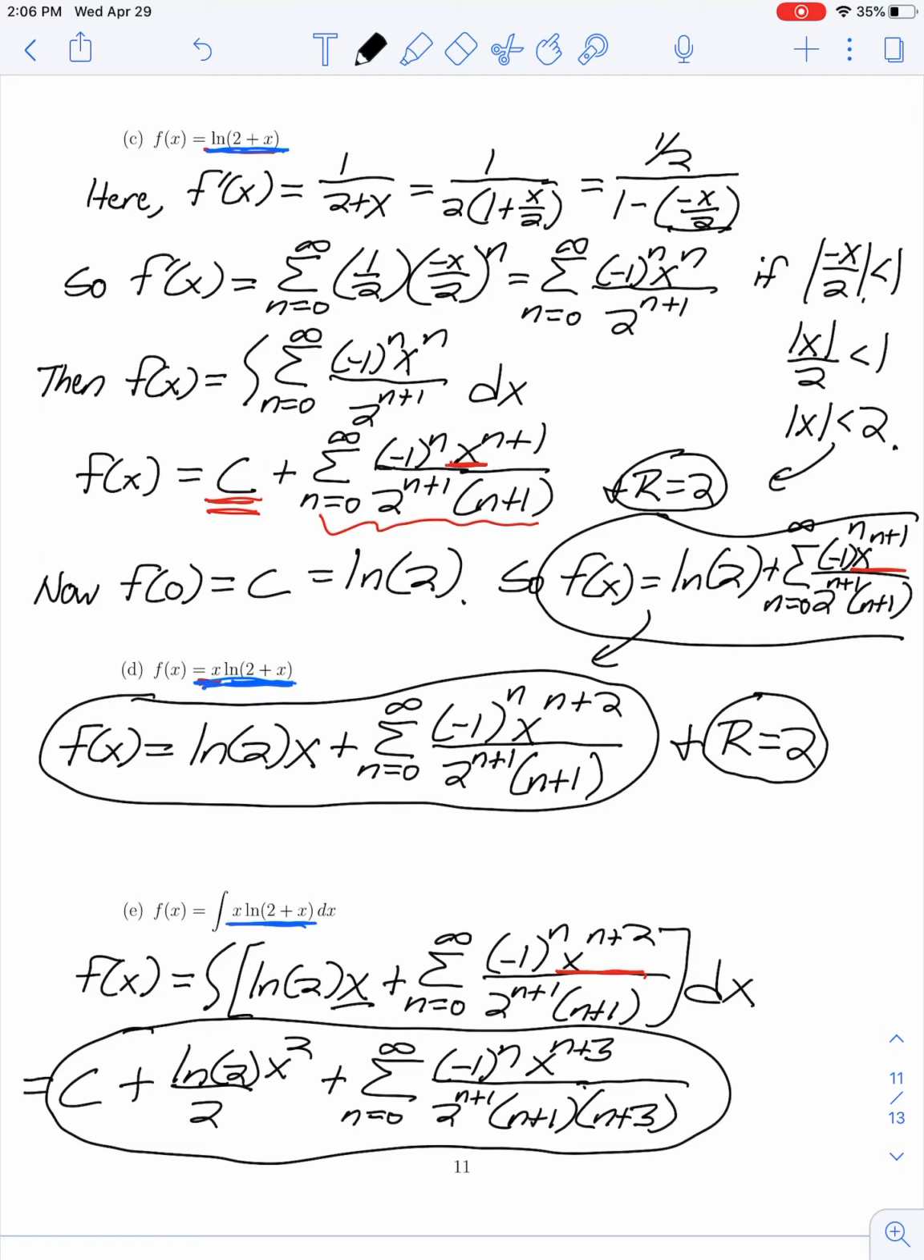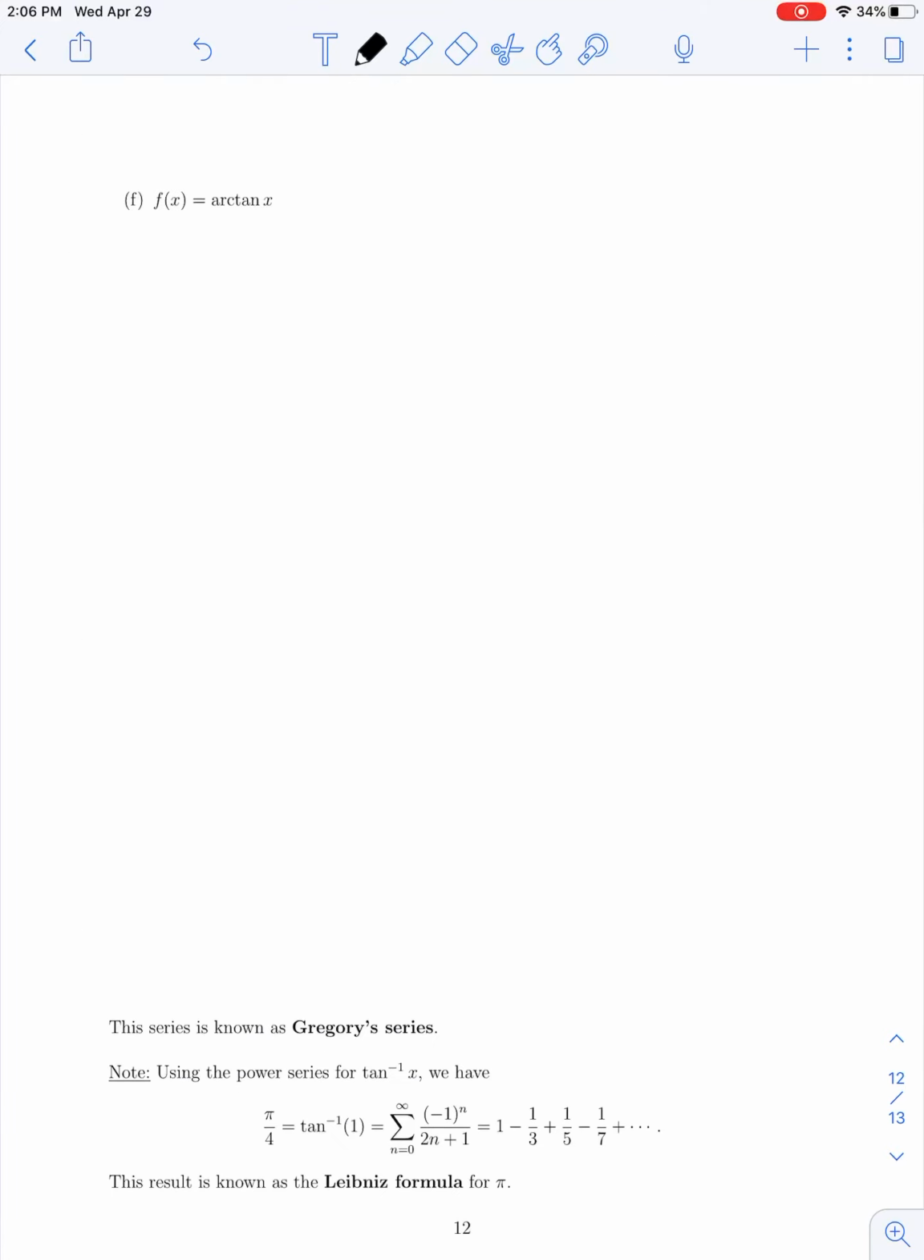So let's look at one other example. This next one will come into play a little more when we get into our next section of material. So here we have f of x is arctangent of x, and we're supposed to find a power series representation.